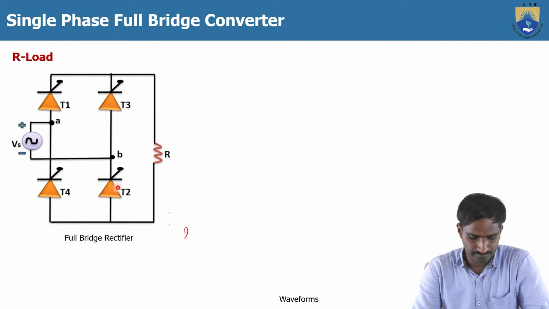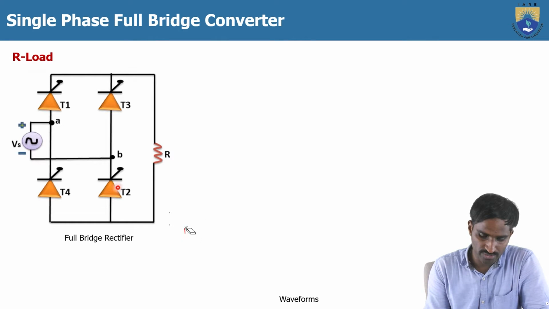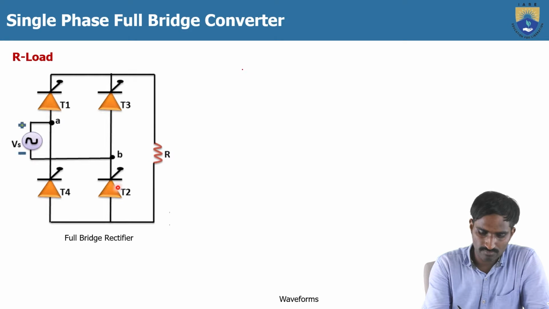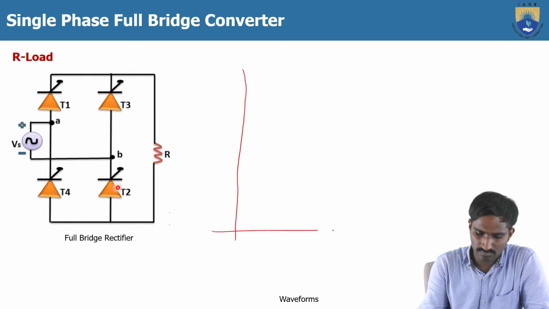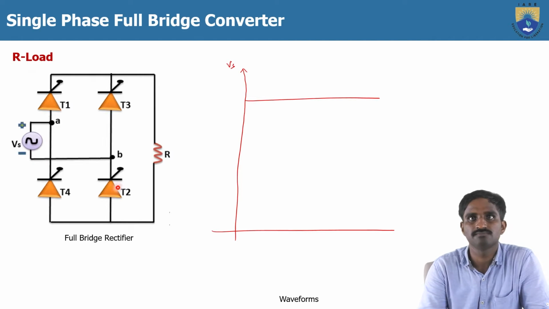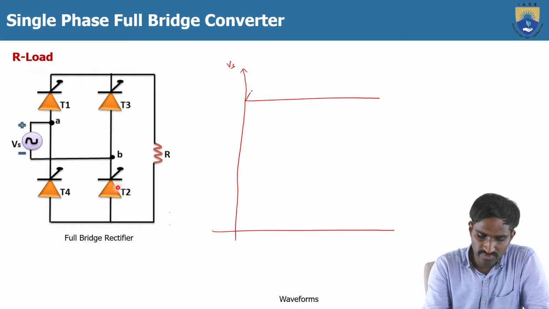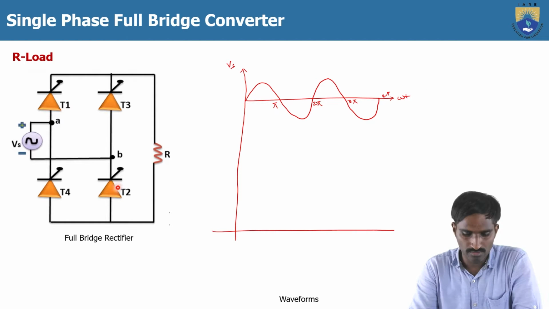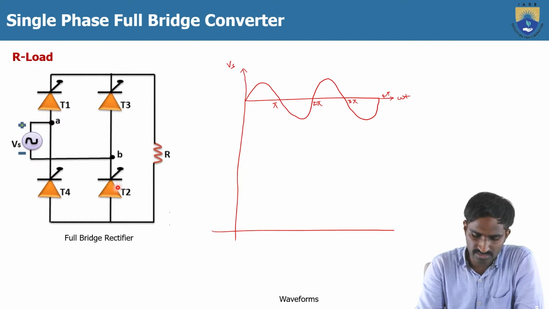Then coming to the operation, let me consider the input as Vs. The input is a sine wave because we are giving the AC supply. Here we mark pi, 2 pi, 3 pi and 4 pi on the omega t axis. Next I am going to draw the gate signals.